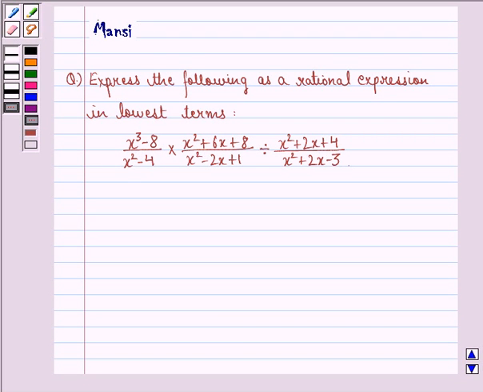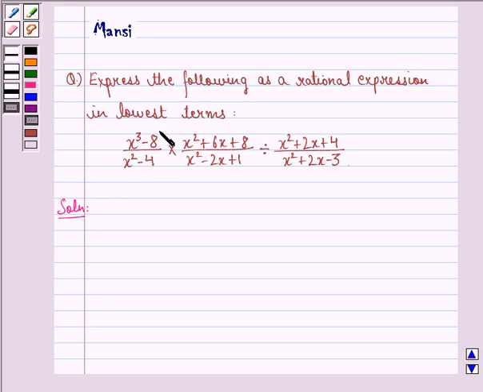Let's work out the following question. The question says, express the following as a rational expression in lowest terms: (x cubed minus 8) divided by (x square minus 4), multiplied by (x square plus 6x plus 8) divided by (x square minus 2x plus 1), divided by (x square plus 2x plus 4) divided by (x square plus 2x minus 3). Let us start with the solution to this question.